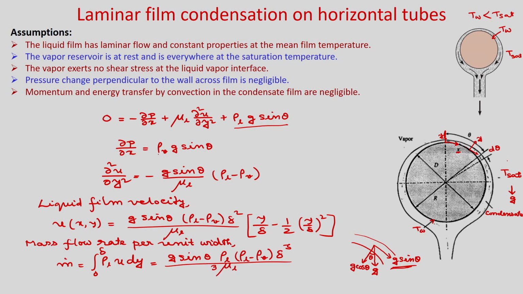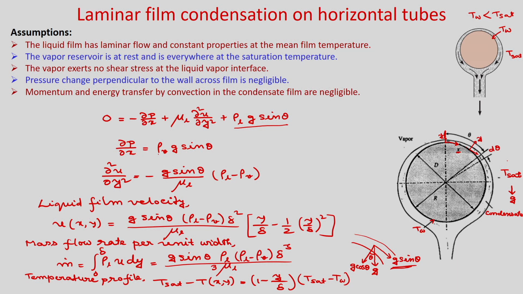If you consider the energy equation, you will get del 2 T by del y square equal to 0, and the temperature profile will remain the same as in the case of the vertical plate. The temperature profile is T sat minus T equal to 1 minus y by delta, into T sat minus T w. Now we have calculated the velocity, mass flow rate and the temperature profile.